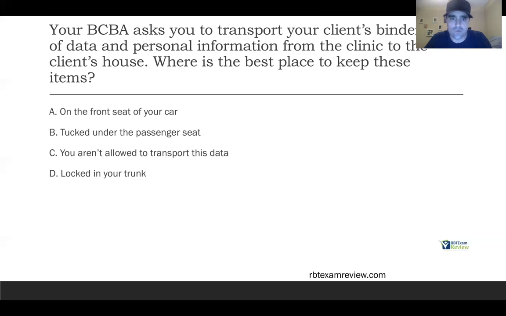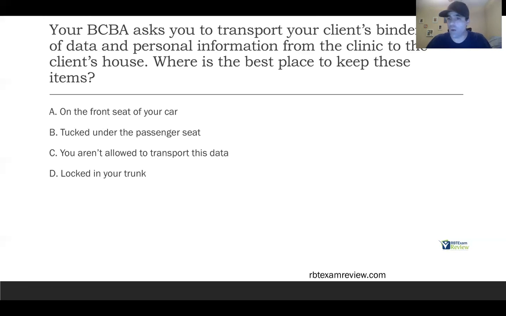C, you aren't allowed to transport this data. Not necessarily. If your BCBA requested you transport the data, then you're allowed to. Now, you shouldn't just take things around without getting permission. But if your BCBA trusts you and they ask you to do it, then you're allowed to. So we've eliminated A, B, and C. So D, locked in your trunk. So this is the best spot for it.